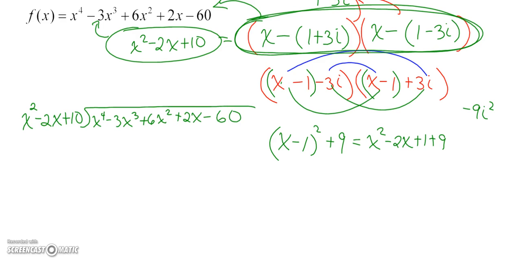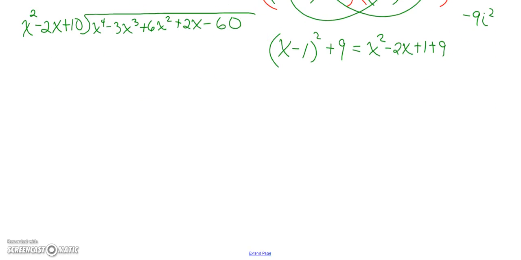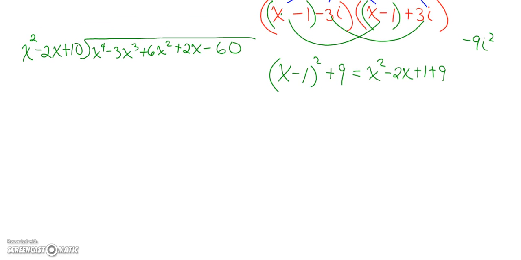Alright, so regular old long division here. I say to myself, what times x squared is going to be x to the fourth? Well, that's x squared. X squared times x squared is x to the fourth.